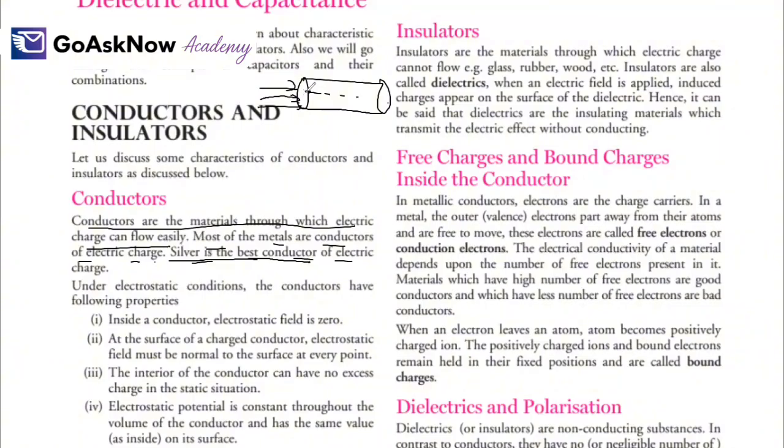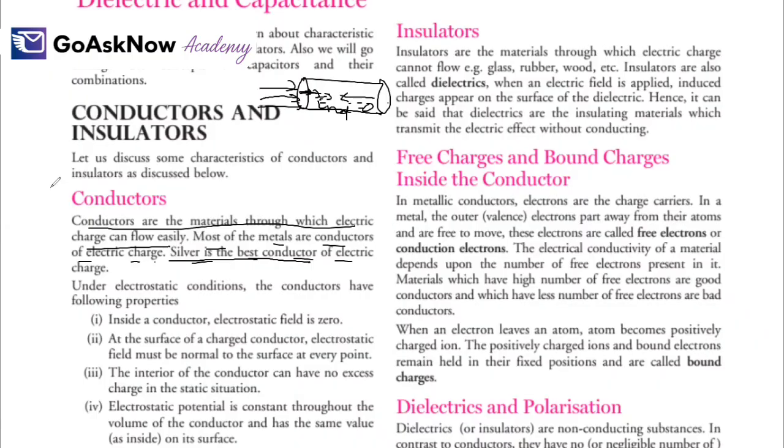This I already covered in the first chapter. You can see that if electric field lines are coming here, it will generate inside an opposing and equal electric field, which cancels out the original electric field, and the net electric field will be what? Zero. So that is why it is said that inside a conductor electrostatic field is zero. At the surface of a charged conductor, electrostatic field must be normal to the surface at every point. So I have told you that at the surface of your conductor, the electric field lines are perpendicular to the surface.